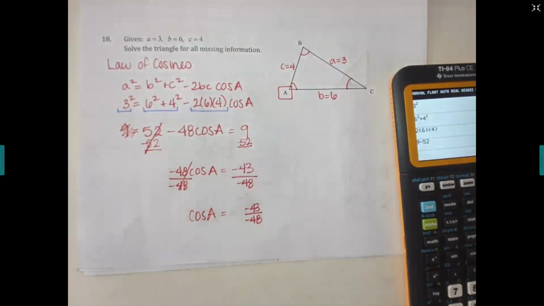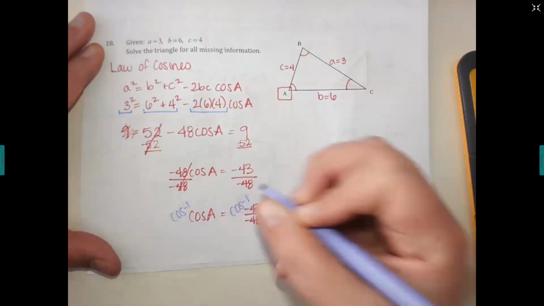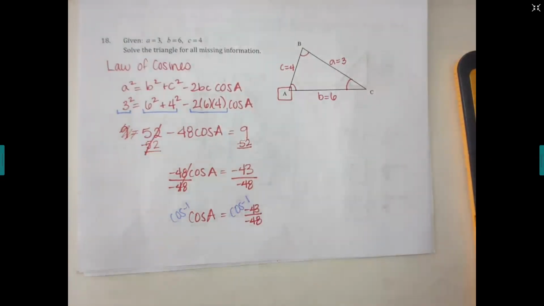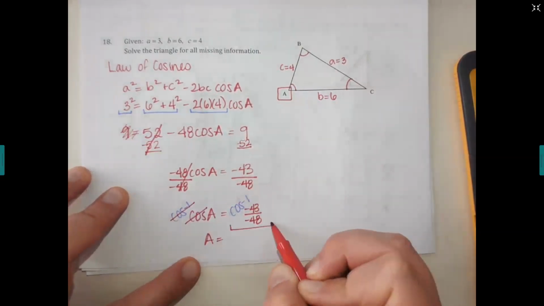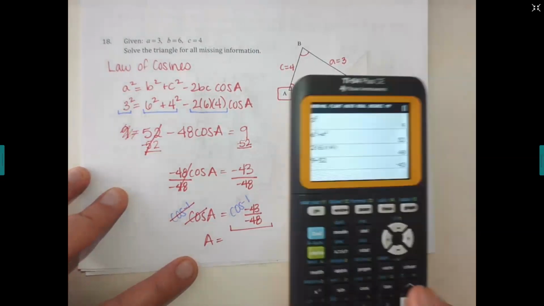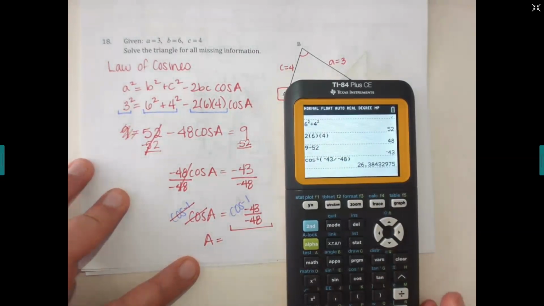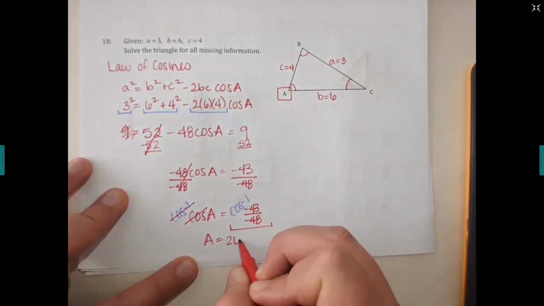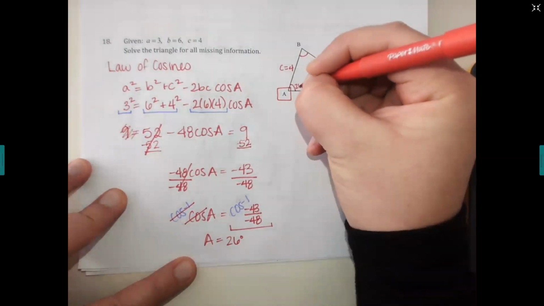Okay, then last step, we learned in this unit that to cross out cosine, we're going to use inverse cosine, or cosine to the negative 1. Cosine and cosine inverse cross out, and I'll have A equals, put that into the calculator. So here we go, second cosine, negative 43 over negative 48. And that gives us 26.3, so we'll just round that to 26 degrees.